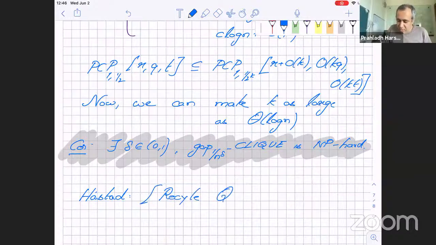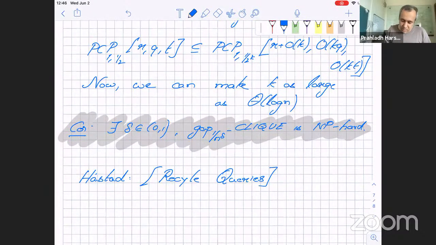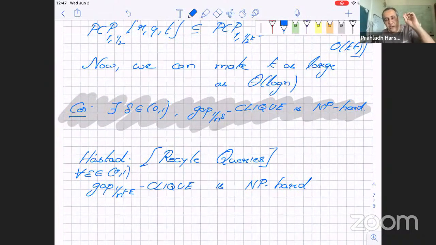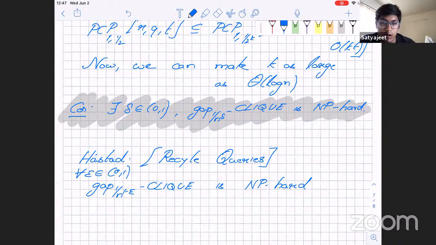And I won't tell you how to do this. You can recycle the queries and you can prove that for all epsilon in (0, 1), gap 1 by n to the 1 minus epsilon clique is NP hard. You can show this. That is, you can make that 1 by n to the delta, you can push it all the way to 1. This is a much stronger result than the corollary, right?